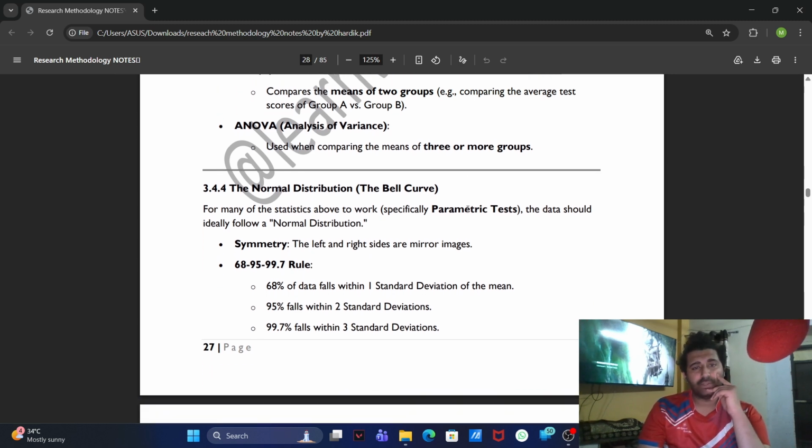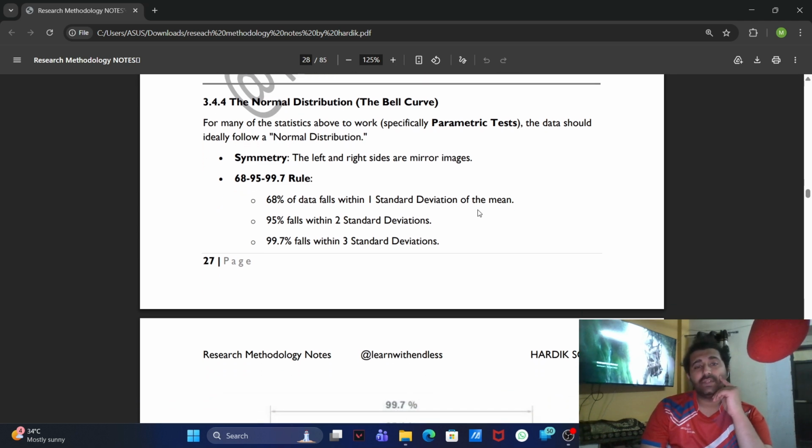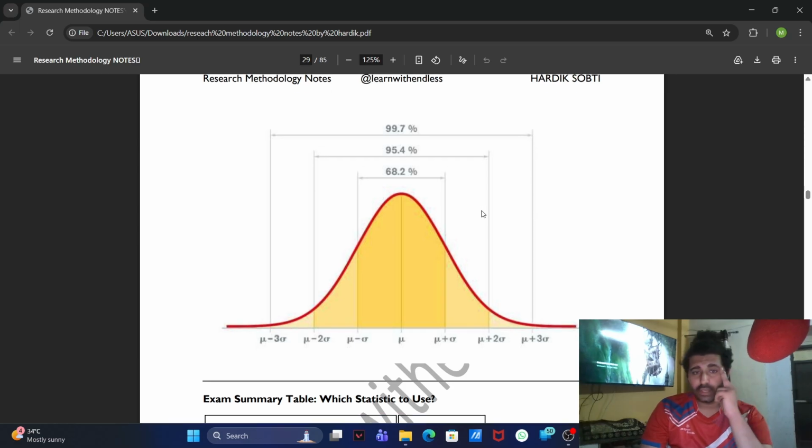Next topic, the normal distribution, the bell curve. For many of the statistics above to work, especially parametric tests, the data should ideally follow a normal distribution. Symmetry: the left and right sides are mirror images. The 68, 95, 99.7 rule: 68% of data falls within one standard deviation of the mean, 95% falls within two standard deviations, and 99.7% falls within three standard deviations. Here's the diagram for better representation.